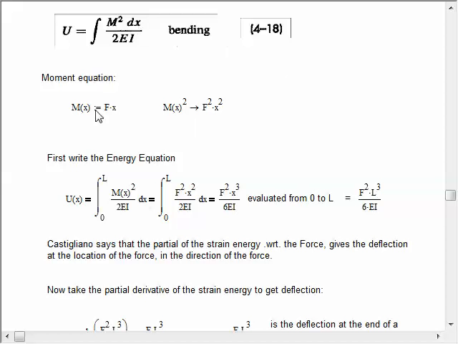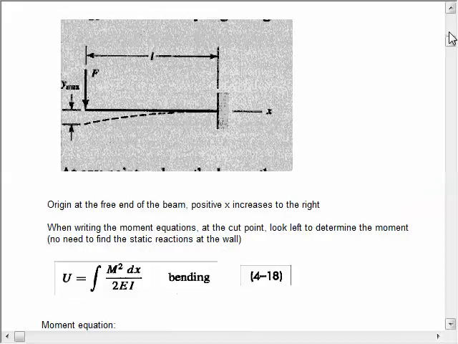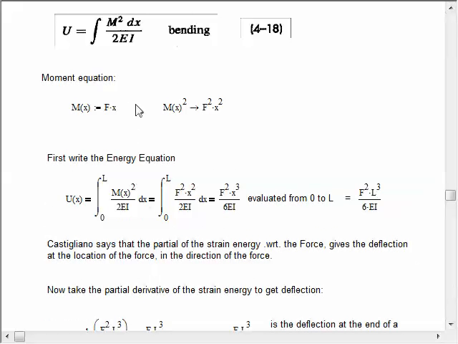And so looking at the picture back above, the moment as a function of x was simply F times x. I'll scroll back to the picture real quick. When I make a cut where the mouse is, looking left, the moment is F times x. And so moment squared is F squared x squared. So I'm going to say that energy is equal to the integral over the entire beam length of that moment squared over 2EI, which is F squared x squared over 2EI.